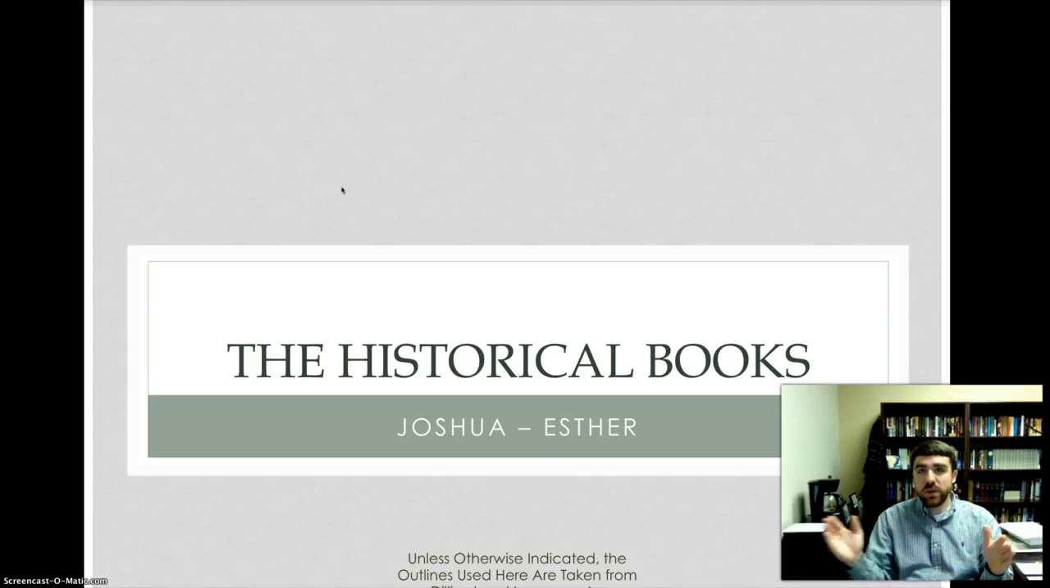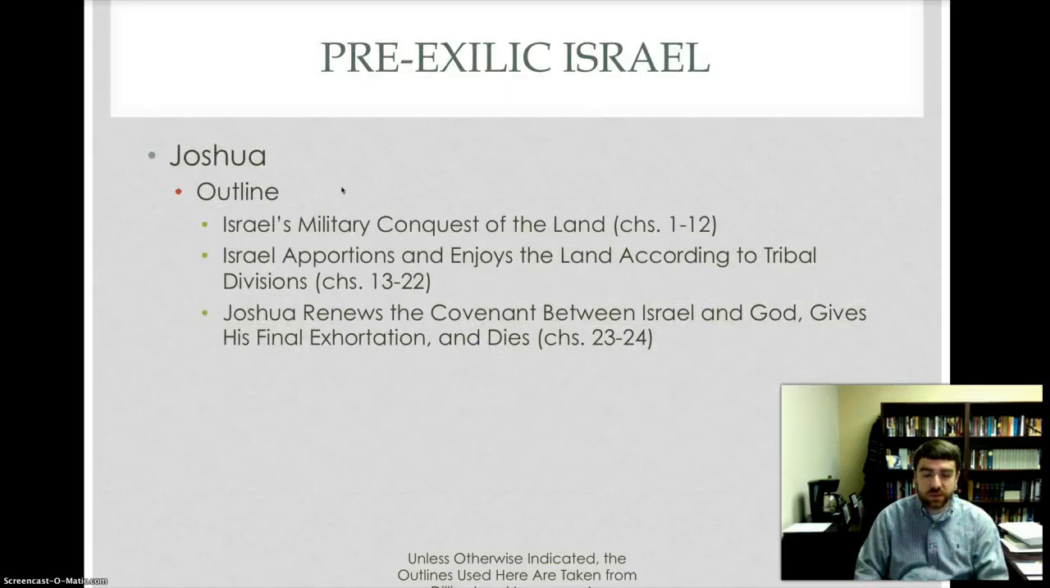And then in Joshua through Esther, we have them entering the land, falling into sin, getting a king, falling into more sin, and then eventually going into exile. And in Ezra, Nehemiah, and Esther, we begin to see the promise of return to the land. Okay, so that's the broad outline of these books. Now let's walk through them in a little bit more detail.